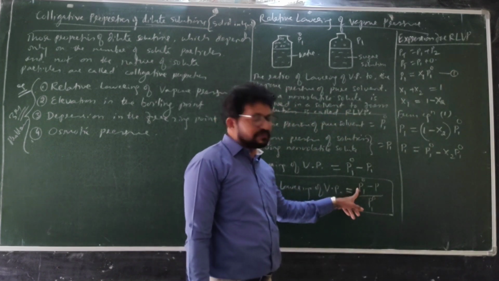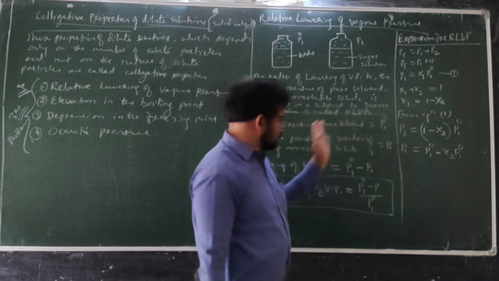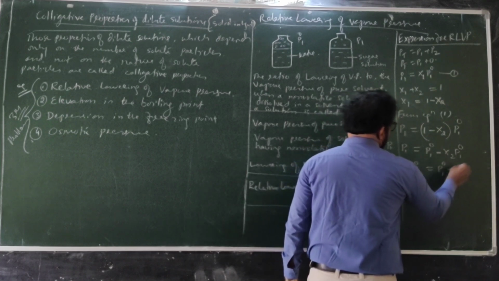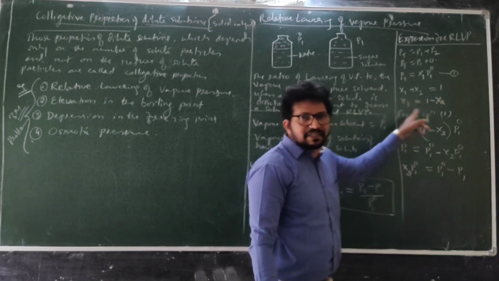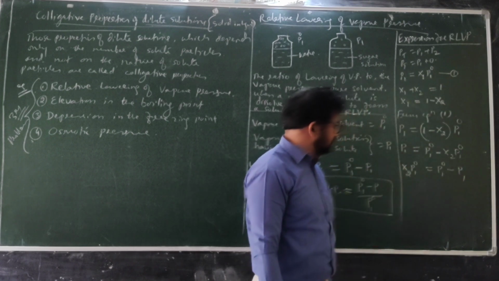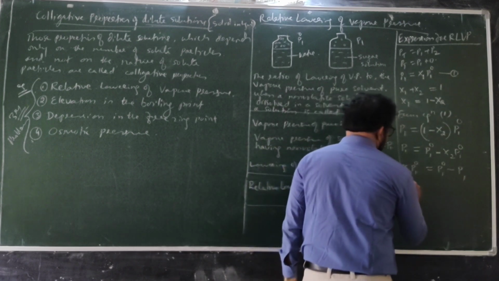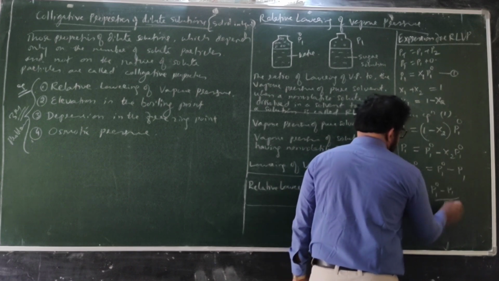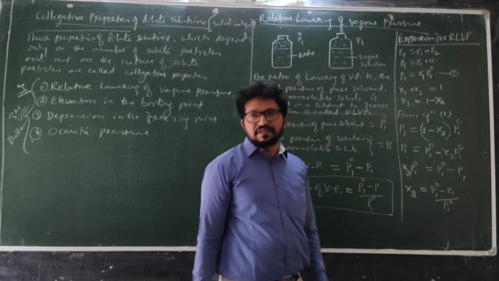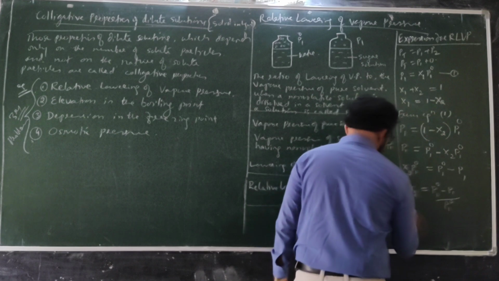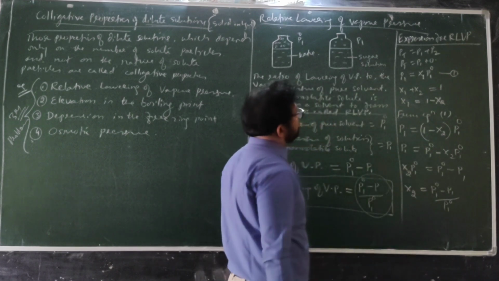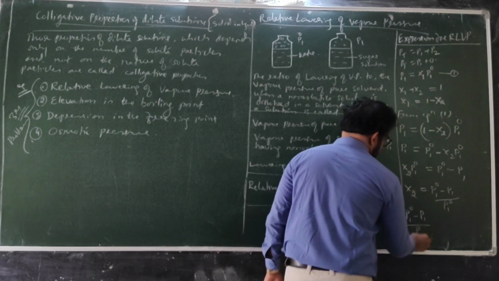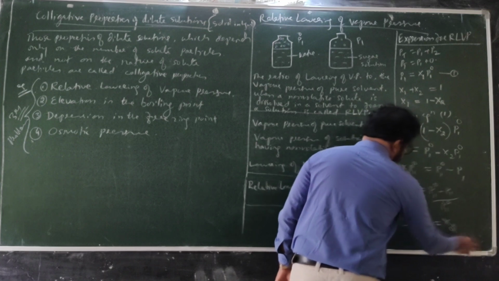I want this, remember. So x2 P1 naught you bring on the left hand side: x2 P1 naught equals P1 naught minus P1. This I have taken on the right hand side, and this I have brought on the left hand side. Now x2 is equal to P1 naught minus P1 by P1 naught. Is this correct? Now I write it in the reverse fashion because I want an expression for RLBP. So P1 naught minus P1 by P1 naught equals x2.